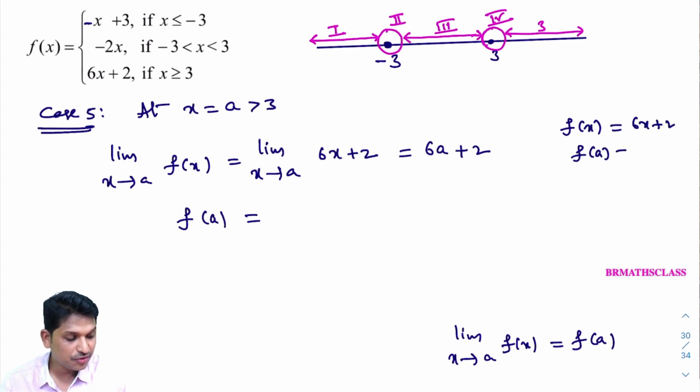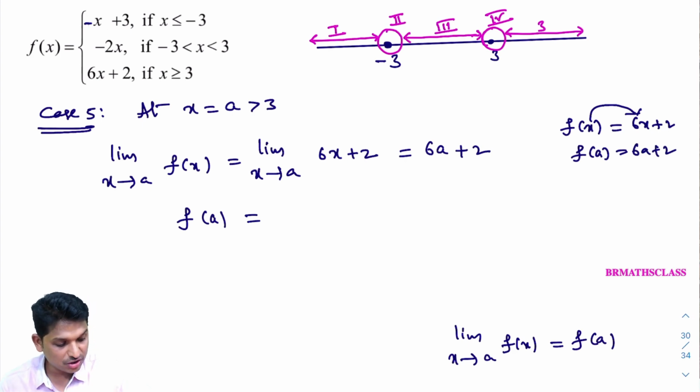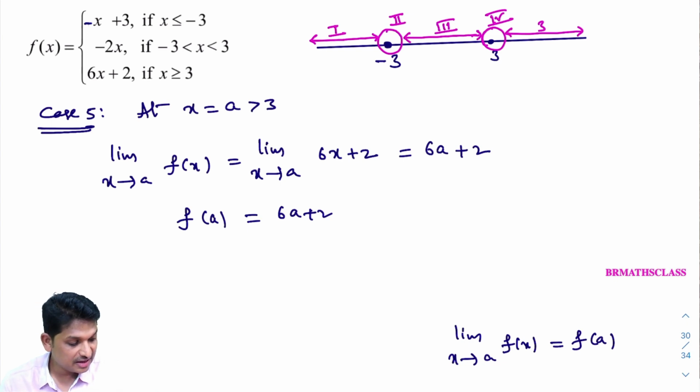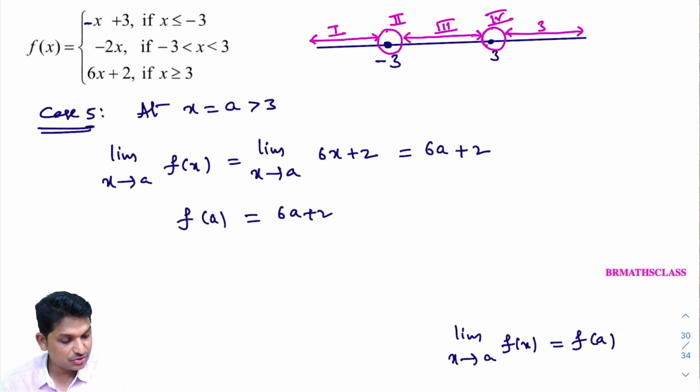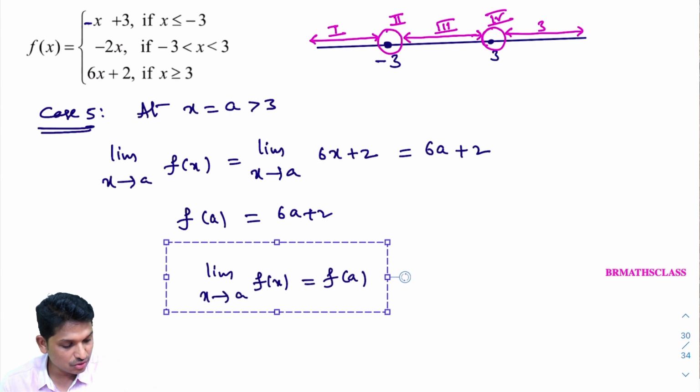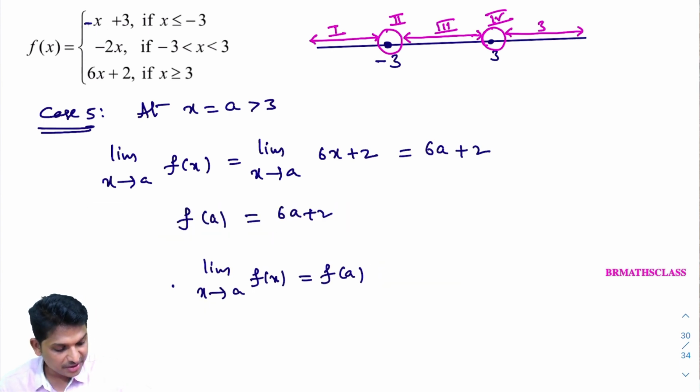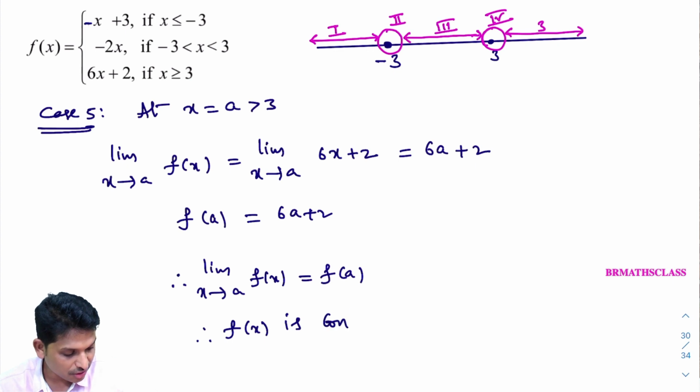What is f of a? In this, wherever x is there, you write a. f of a is 6a plus 2. So I calculated f of a and got 6a plus 2, and the limit is also 6a plus 2. So are these two equal or not? Yes, they are equal. Therefore, the limit as x approaches a of f of x equals f of a. Therefore, f of x is continuous at x equal to a, where a is greater than 3.